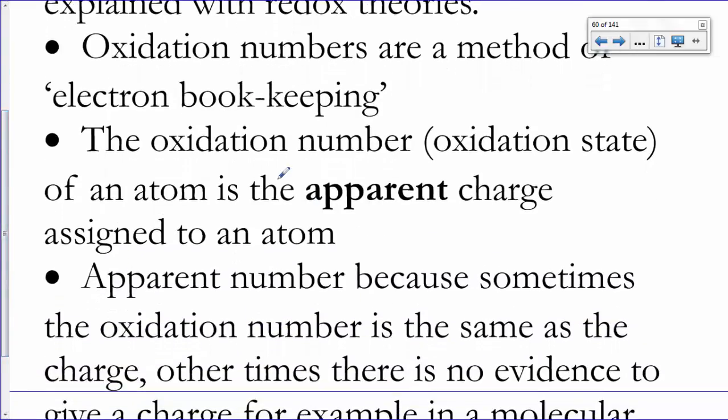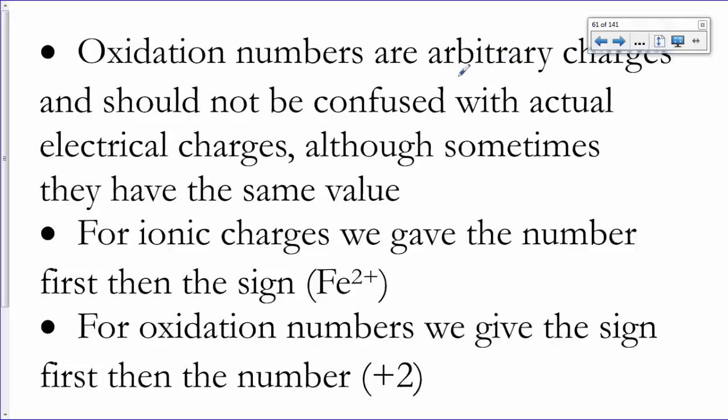The oxidation number is the apparent charge assigned to an atom. I think that's kind of a keyword. We're not necessarily talking about the charge based on our data booklet. Sulfur normally is a -2, but in this case it needed to be a +4 for it to fit. So oxidation numbers are kind of arbitrary charges. They're not the actual electric charges, but sometimes they're the same. If it is ionic, if iron is 2+, then yes, we give it a 2+.